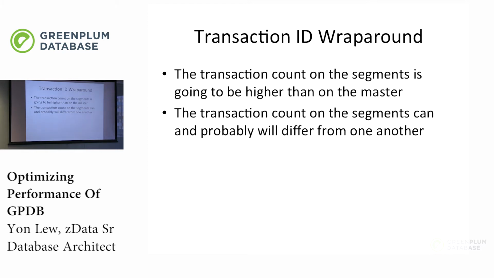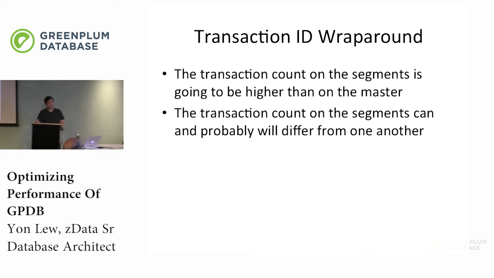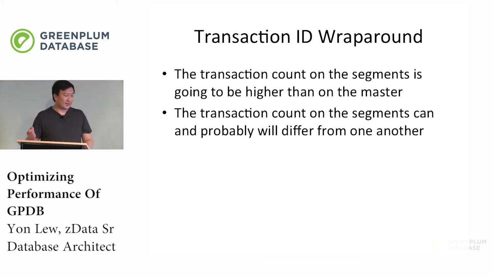Okay, so remember that Greenplum is a distributed system, right? So you have a bunch of databases running on the segments and a database running on the master. So the transaction count on the segments is going to be higher than the master, right? That makes sense because all the work is happening in segments.